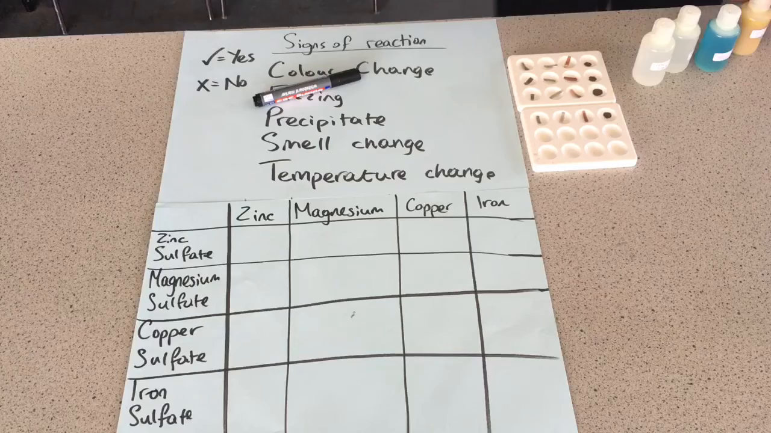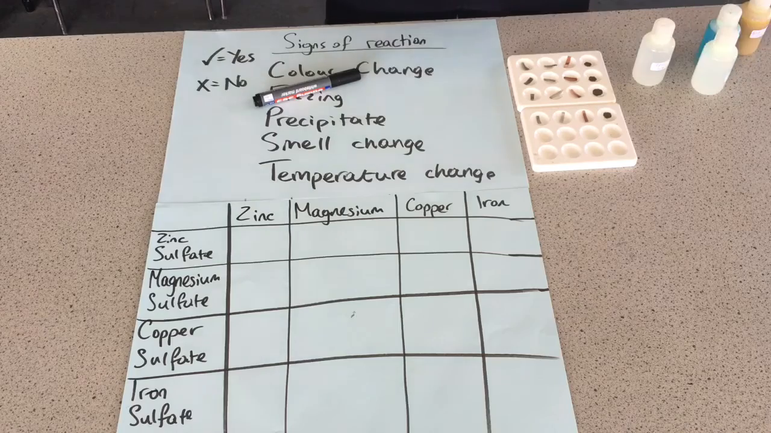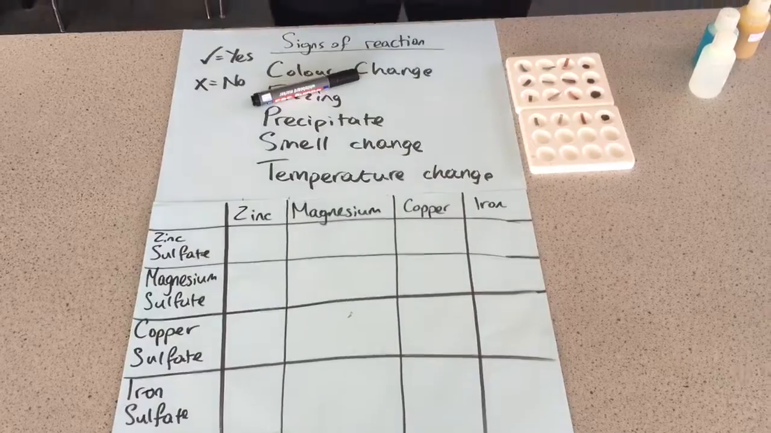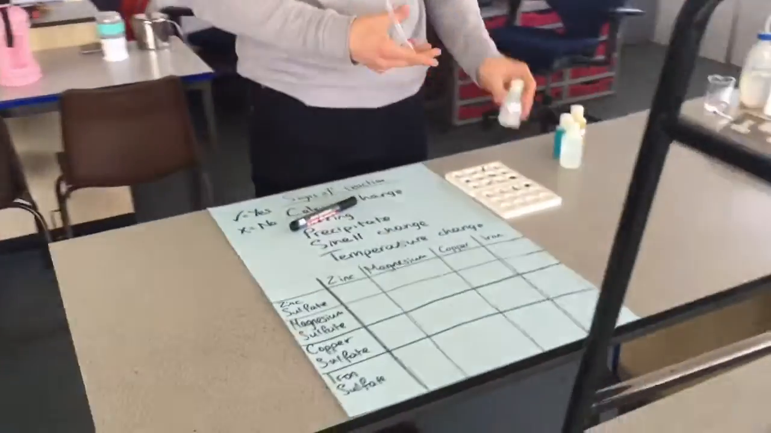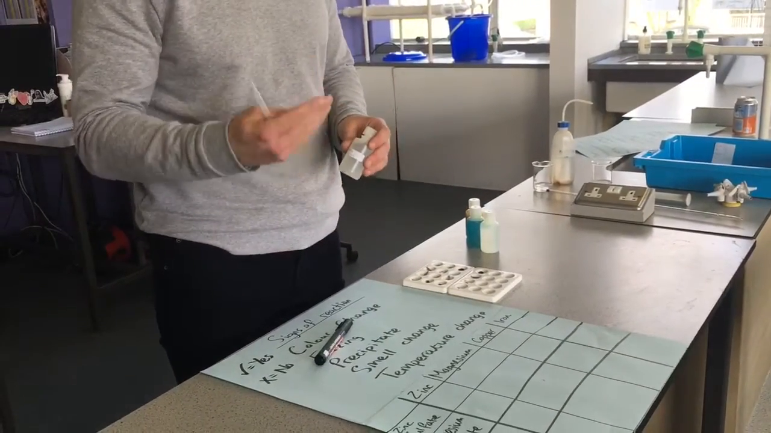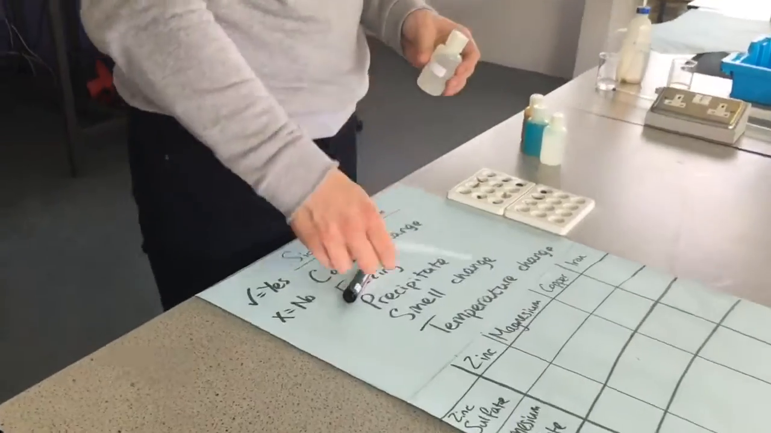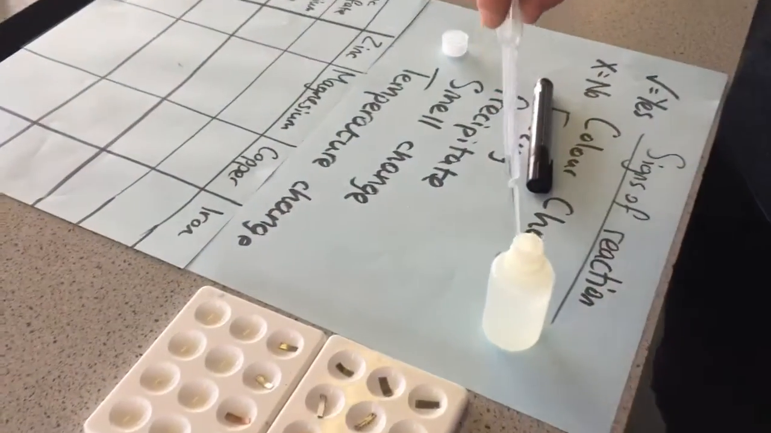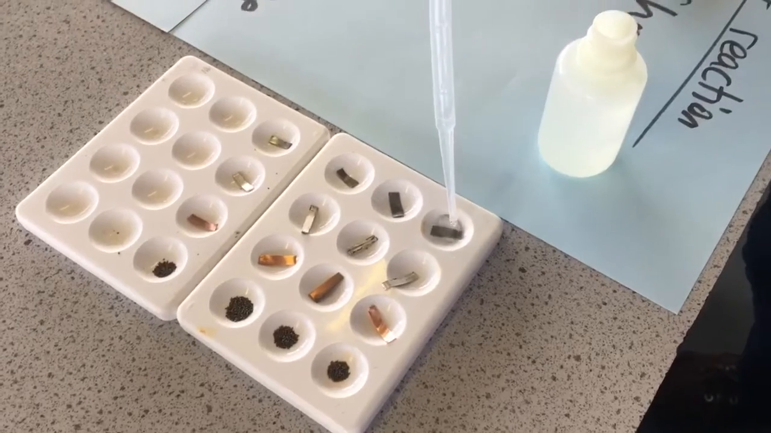Cool. We're going to add these chemicals in using a pipette. I'm going to go one row at a time. If I think something's happening, I'll put a tick. If I think something isn't happening, I'll put a cross. Just remember, in these reactions, they're all sulfates. The more reactive metal is going to steal that sulfate away, because it wants it for itself because it's more reactive. So first one, zinc sulfate. I'm going to add it to all four, and then I'm going to look at my table of results.